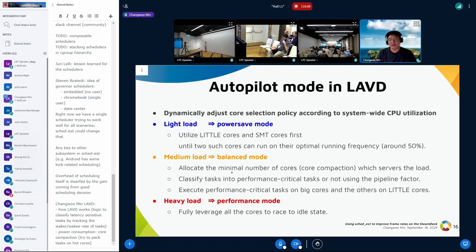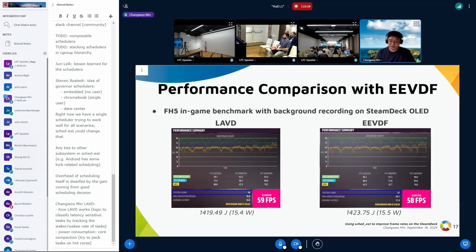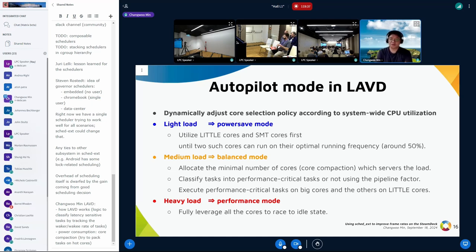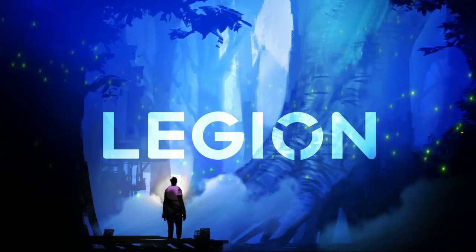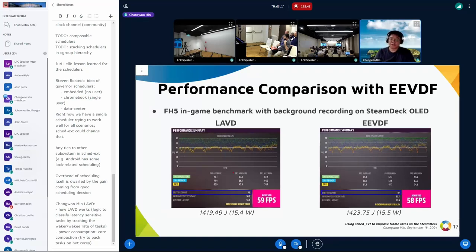And in the middle, AVD is going to run in what we call the balance mode. It basically allocates the minimum number of cores using the Qualcomm contextual feature, which serves the load, and classifies the workload into the performance critical one and the non-performance critical one. So it tries to utilize as many little cores as possible to save power, right? So that's basically the autopilot mode. In summary, the AVD has two ideas in terms of saving battery consumption. One is the core compaction, and the other one is the autopilot mode. So that's the core idea of the AVD scheduling algorithm.